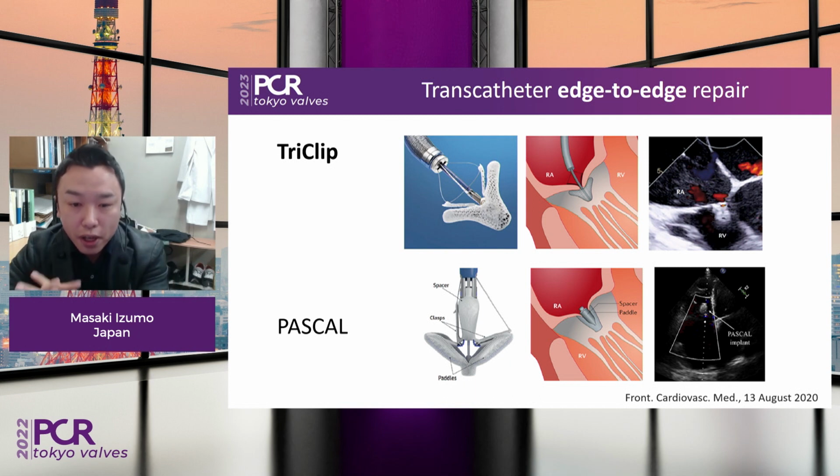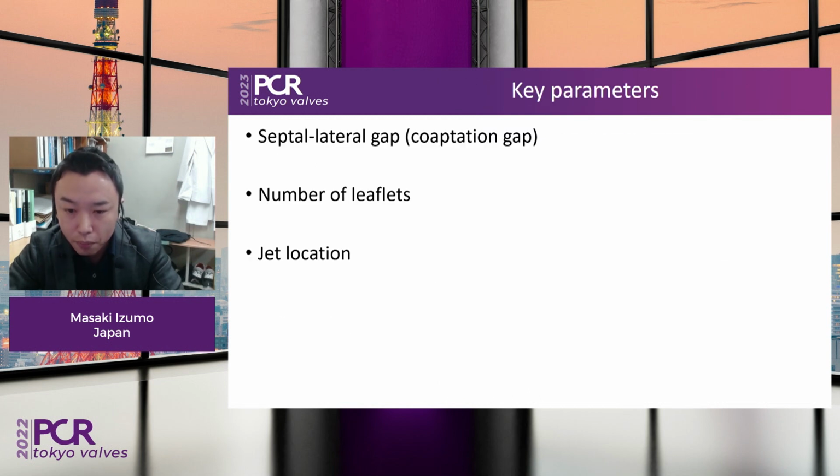Okay, these two devices are the main types of tricuspid edge-to-edge repair in the world, and only the TriClip is undergoing clinical trial in Japan. Time is limited, so I have listed three important parameters for patient selection here: septolateral gap, the number of leaflets, and jet location.